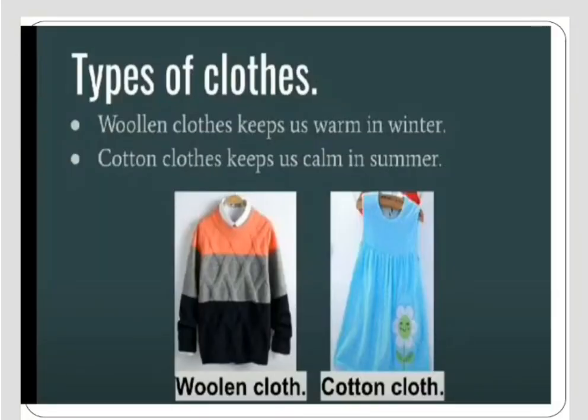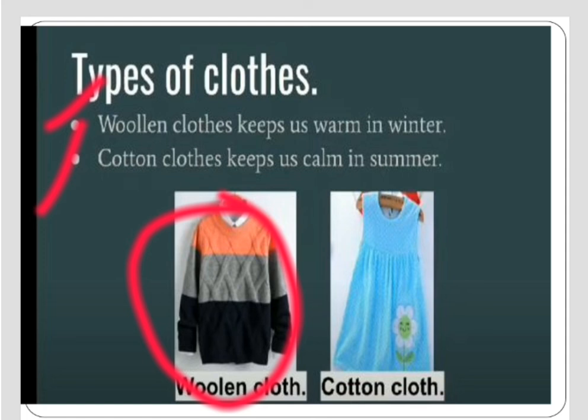Next point is types of clothes. Woolen clothes keep us warm in winter, and cotton clothes keep us cool in summer. Woolen clothes keep us warm during winter because wool is a poor conductor of heat and it has air trapped in between the fibers. Okay.